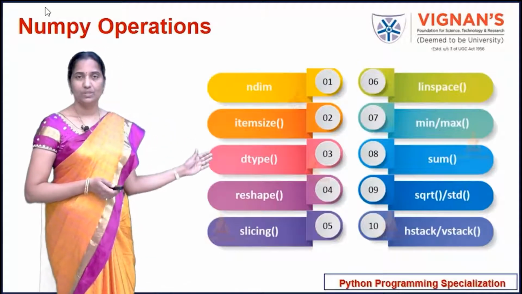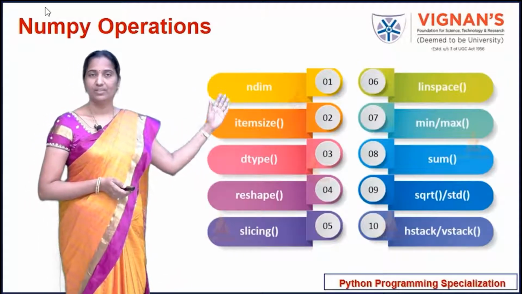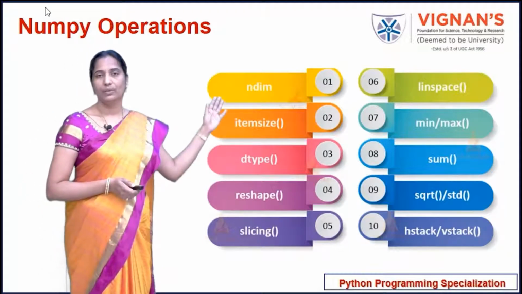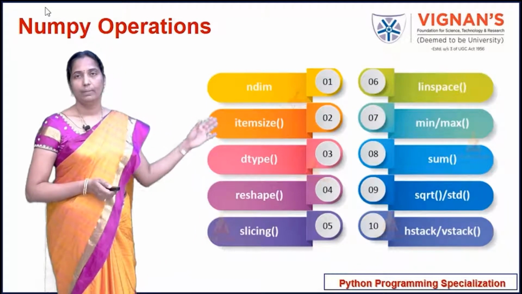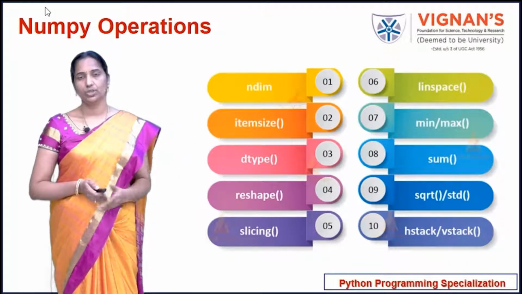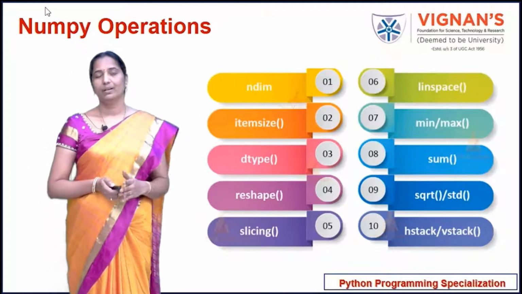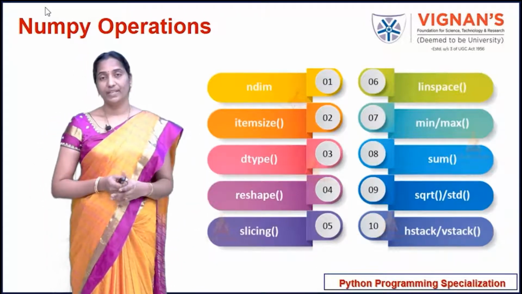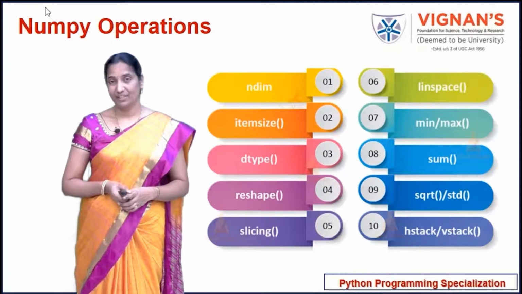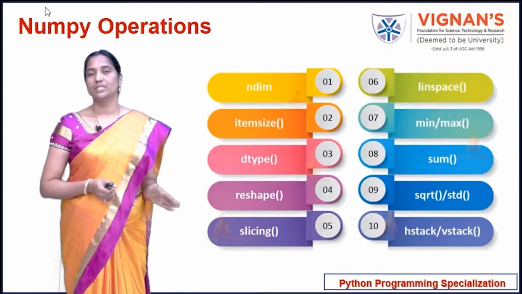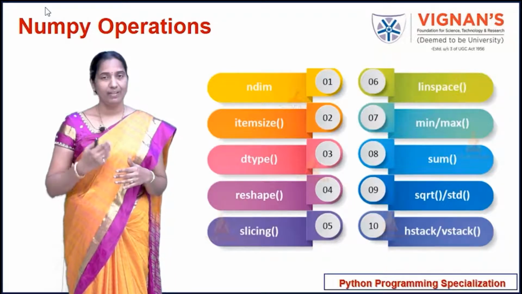Of course, it supports the attributes ndim, itemsize, dtype, reshape, slicing. You can see linspace, min and max functions, the sum function, square root, standard deviation, hstack, vstack. All these are the popular and useful operations that are supported by the Numpy package. Now, we will see each of these functions and operations in detail, using some examples.